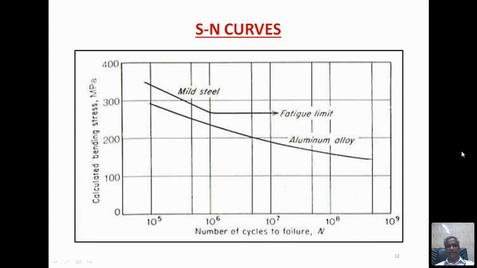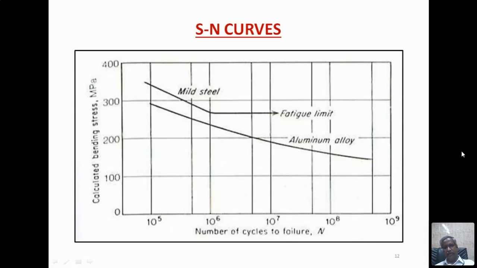Right, coming back to this, what difference are you observing? In the mild steel curve, it is dropping. The first specimen is tested at nearly 350 megapascal. That's the topmost point. The stress applied is between 300 and 400, about 350 megapascal. For mild steel at 350 megapascal, how many cycles to failure? 1 lakh, 10 power 5 cycles, the corresponding number of cycles on the axis.